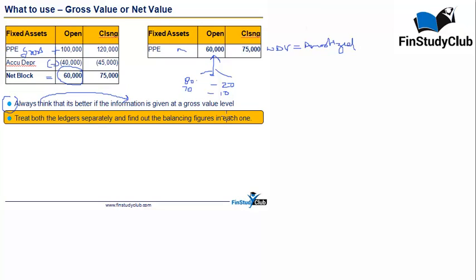Well, as an execution level, the difference that it's going to make is that do not account for the cash flows at a net level. Try and make both the ledgers separately. By ledger, I mean the gross value and the accumulated depreciation. Try and make two different statements and find out the balancing figure in each of these.